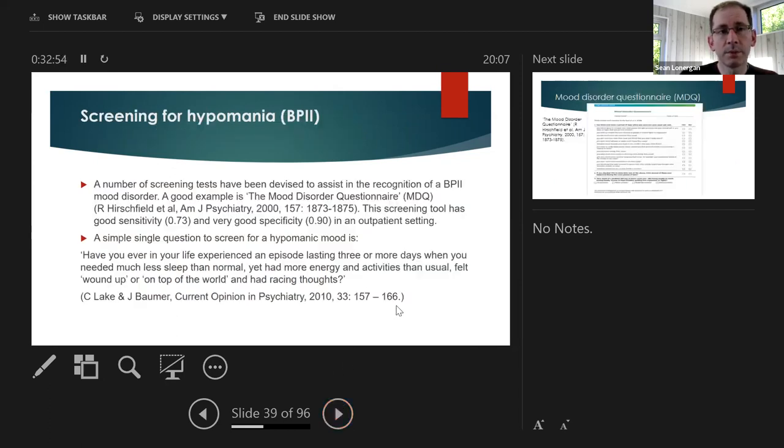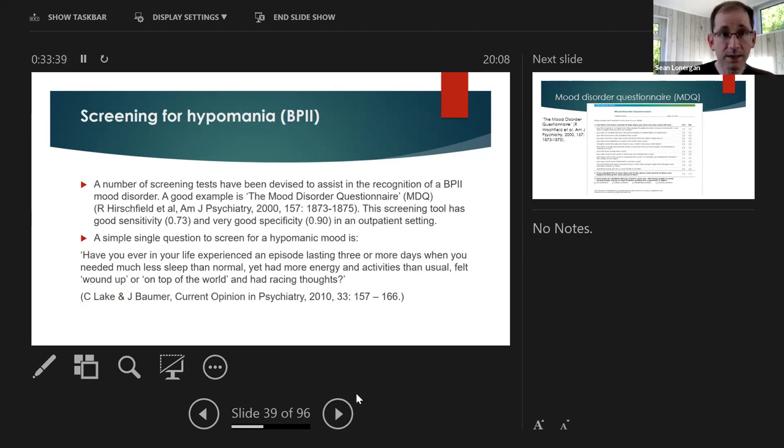When we look at screening for hypomania, a number of screening tests are being devised to assist in the recognition of a bipolar II mood disorder. A good example of this is called the Mood Disorder Questionnaire. There's a reference here, and this is a screening tool with good sensitivity and very good specificity in an outpatient setting. There's also a single question to screen for hypomanic mood if you have any suspicion that that may be a possibility: have you ever in your life experienced an episode lasting 3 or more days when you needed much less sleep than normal, yet had more energy and activities than usual, felt wound up or on top of the world, and had racing thoughts?